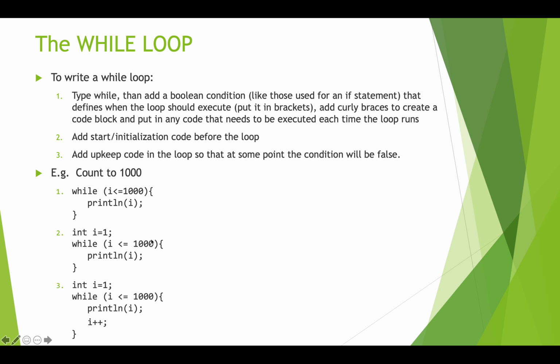And so the last thing we need is to add code that says i++, so that each time through the loop i changes, it increments by 1, and at some point i is actually going to be 1,000, and then we'll stop our while loop and do whatever comes below.